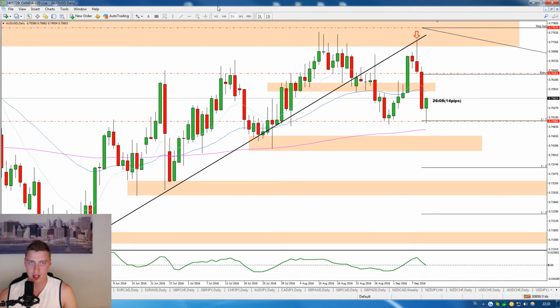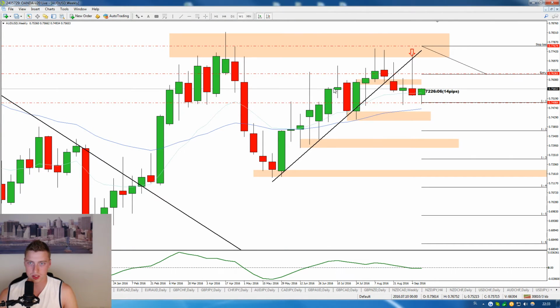I still believe that we will see some bearish price action because of the weekly. This looks like pretty decent resistance zones, a lot of wicks. This was a very nice candle pattern, so I expect that price will retrace to this support line.